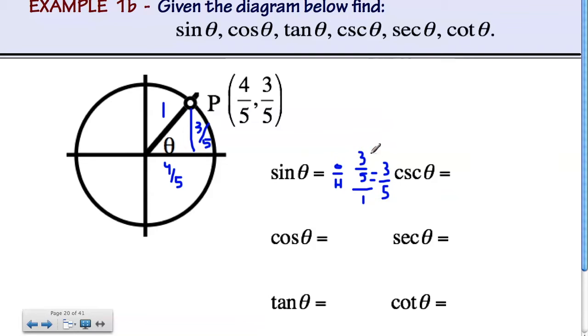Okay, I'm just going to go over to the cosecant now. Well, the cosecant, this is going to be a little bit different. Cosecant is going to be the h over the o. Okay, well, the h is 1, right? And the o is 3/5.